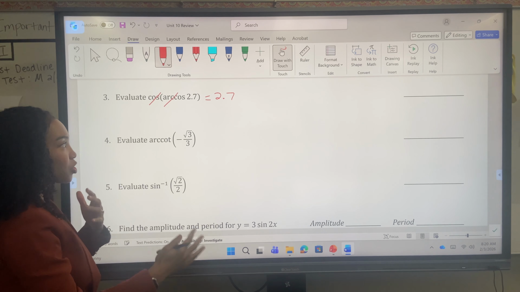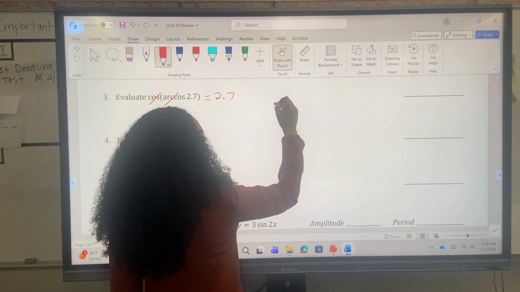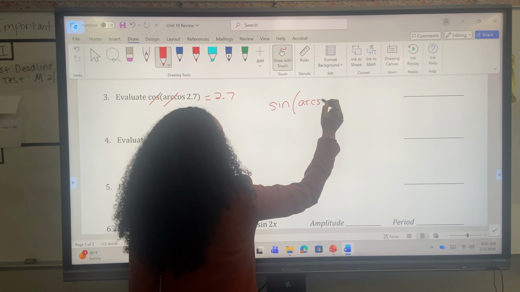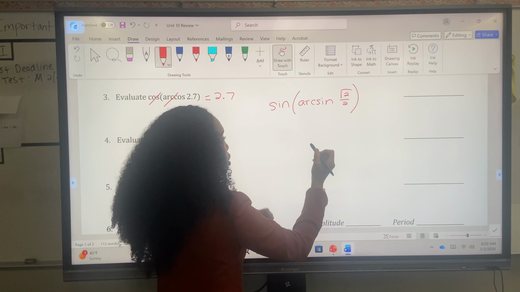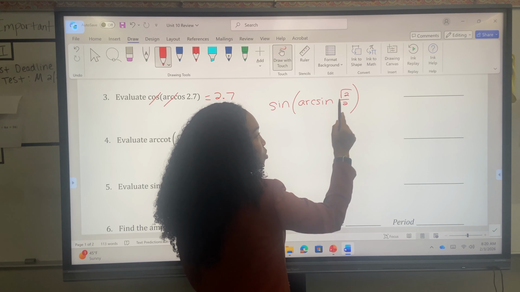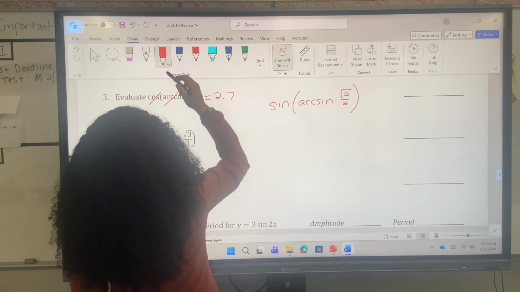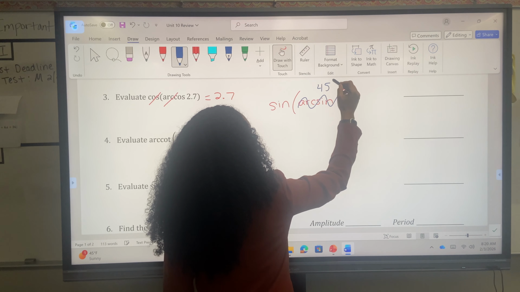Now, if you want to understand what's happening, let's go ahead and do a simpler one, such as sine of arc sine of square root of 2 over 2. So you always start on the inside. Where is sine equal to square root of 2 over 2? What angle? 45 degrees. So this can just be written as 45 degrees.